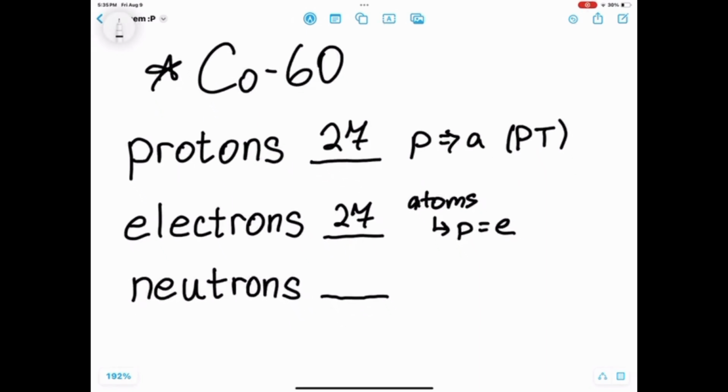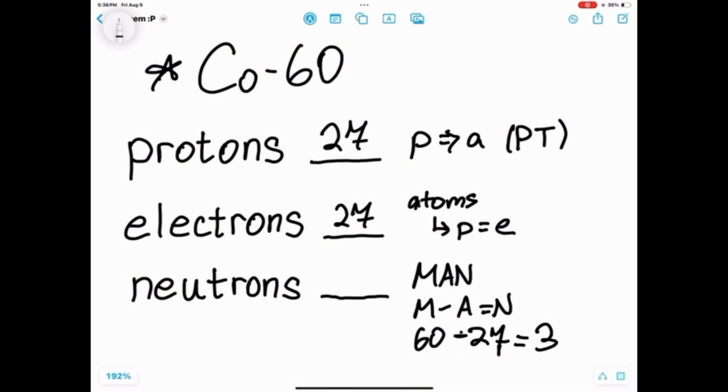Thirdly, we are asked for its number of neutrons. Recall the equation from the lesson. Mass number minus atomic number equals neutron number. 60 is the mass number, as seen above, and 27 is the atomic number, as seen in the periodic table, which we used earlier. Now just plug in the numbers. 60 minus 27 gives us 33, so cobalt-60 has 33 neutrons. On to the next question.